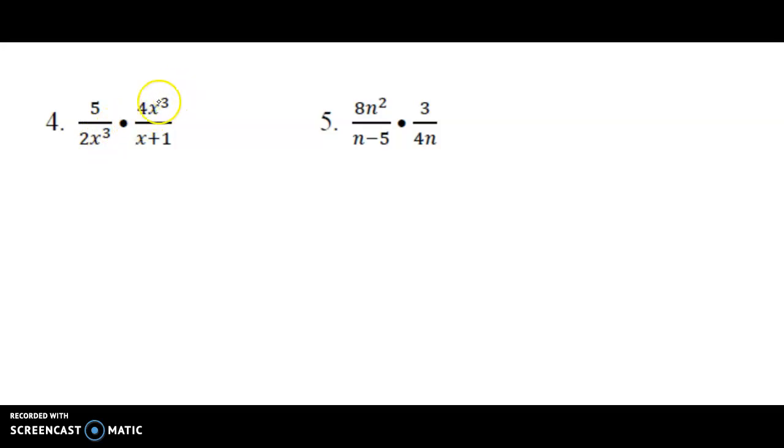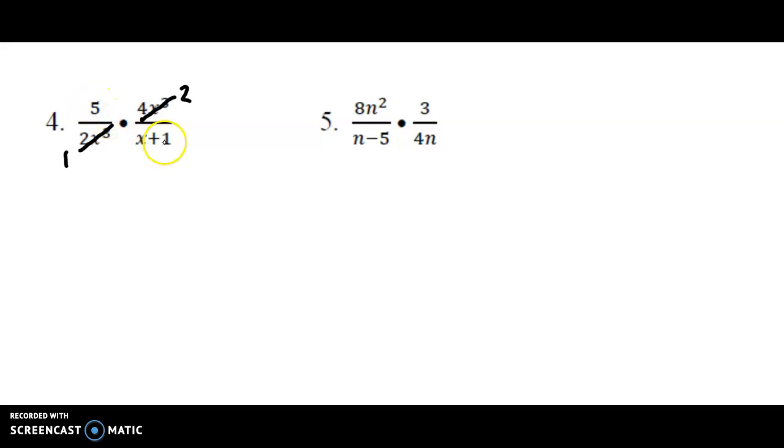In my first diagonal, they're monomials. So I'm going to do them like I normally would. I'm going to look for that common factor. So 2x to the third and 4x to the third have a common factor of 2x to the third. So I'm going to divide this one by 2x to the third, and I'm going to get 1. Divide this one by 2x to the third, and I'm going to get 2.